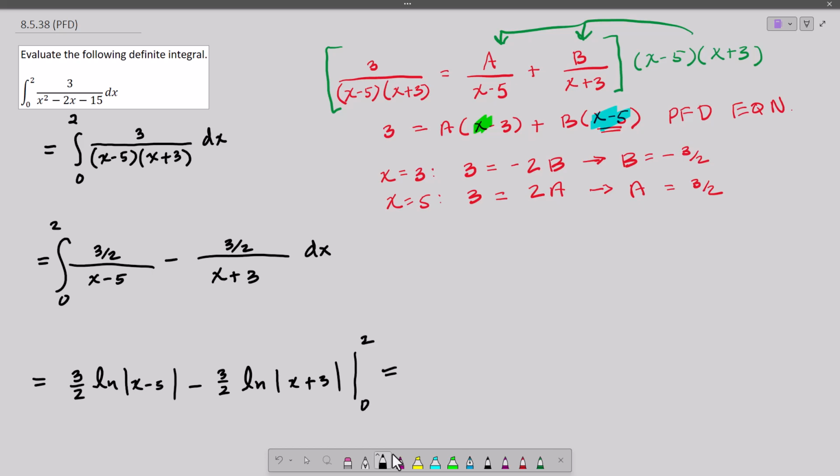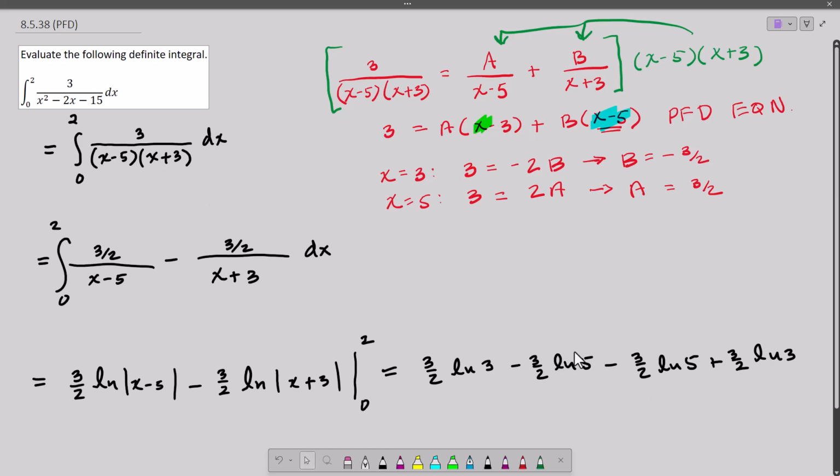Let's see where we go. So plugging in the 2 first will give us 3/2 natural log of 3. 2 minus 5 is negative 3, but then we take the absolute value of it. And then minus 3/2 natural log of 5. And then we subtract off what we get when we plug in the lower limit of integration. So plugging in 0, we get minus 3/2 natural log of 5. And then minus a minus, so plus 3/2 natural log of 3.